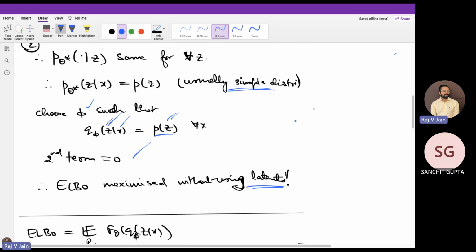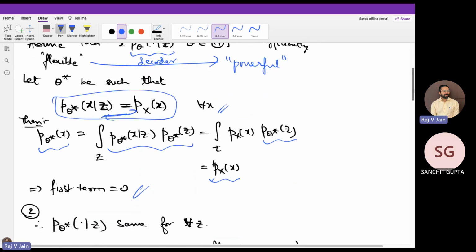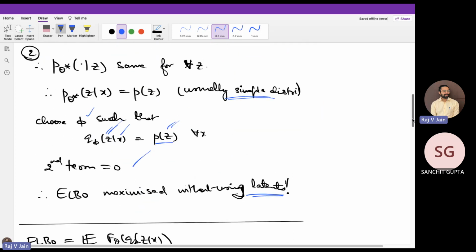So given that it's able to reproduce the exact x, it must be having some good z. It's also possible that z is not a latent noun, but is like having all the information that is possible, because of which it's able to reconstruct. Okay, fine. Yeah, so correct.